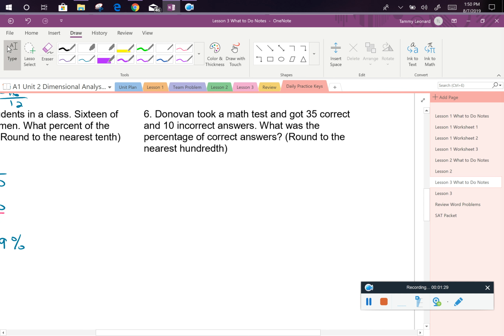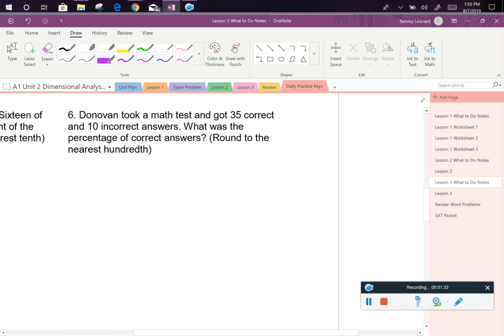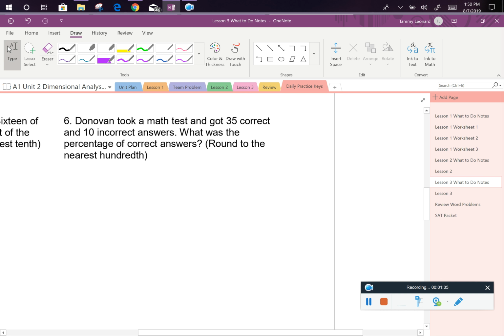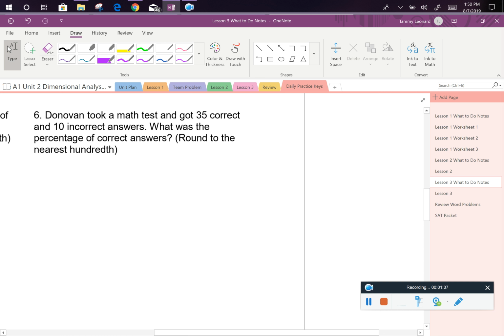Donovan took a math test and got 35 correct and 10 incorrect answers. What was the percentage of correct answers? Well, if he got 35 correct and 10 incorrect, that means there was a total of 45 questions. If we want to know the percent correct, the part is 35, the whole is 45, we don't know the percent, and the proportion always ends with 100.